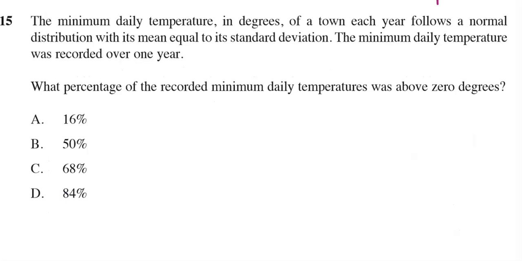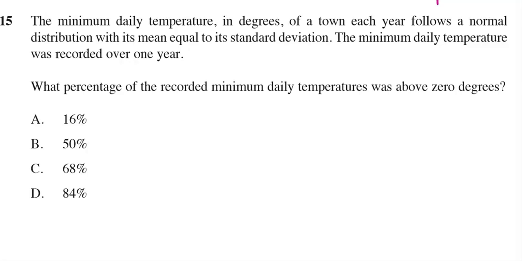Question 15. The minimum daily temperature in degrees of a town each year follows a normal distribution, with its mean equal to its standard deviation. The minimum daily temperature was recorded over 1 year. What percentage of the recorded minimum daily temperatures was above 0 degrees? Pause here to try yourself.